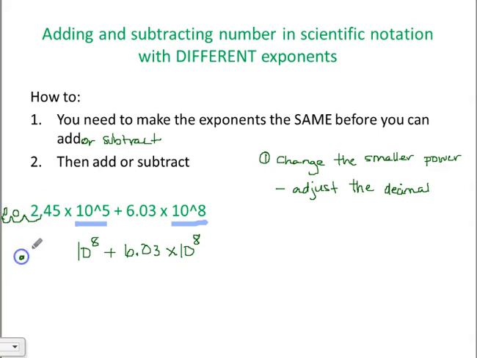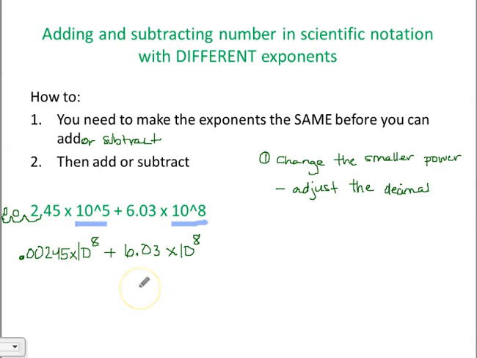So now it's going to be 0.00245 times 10 to the 8th. And the reason we did that is, remember, we changed the power from 5 to 8. So that 8 would tell us to move the decimal to the right, and that's why we adjusted it and moved it to the left to compensate for that.